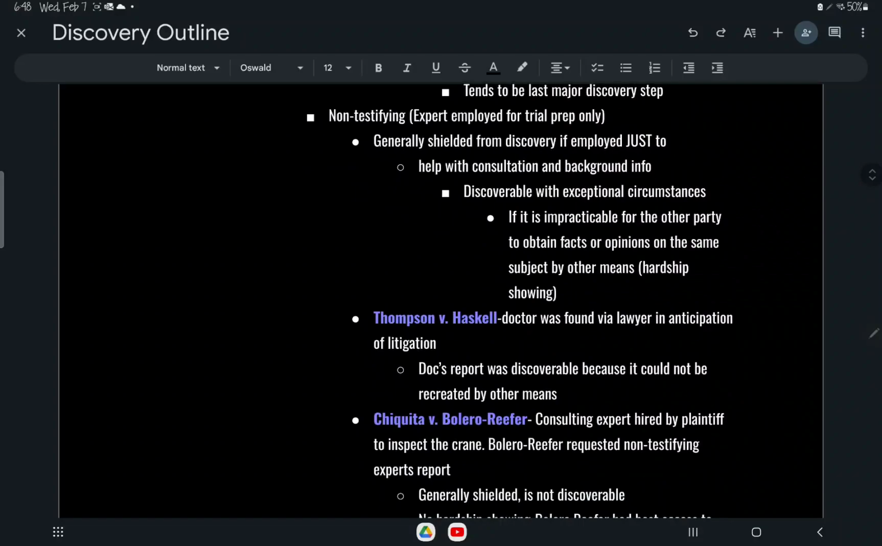Now we have non-testifying experts. An expert employed for trial prep only. These non-testifying expert witnesses are generally shielded from discovery if employed just to help with consultation and background information. Discoverable under exceptional circumstances only. If it is impractical for the other party to obtain facts or opinions on the same subject by other means, this will be the hardship showing.